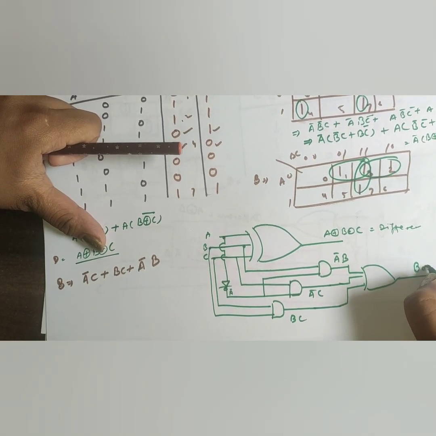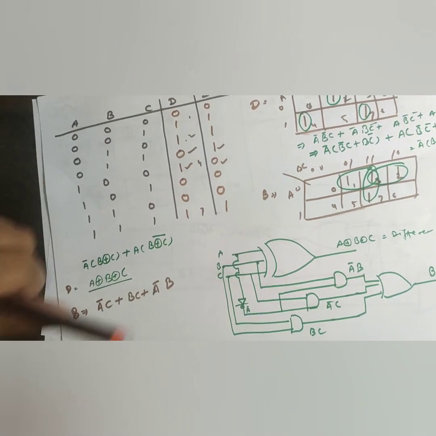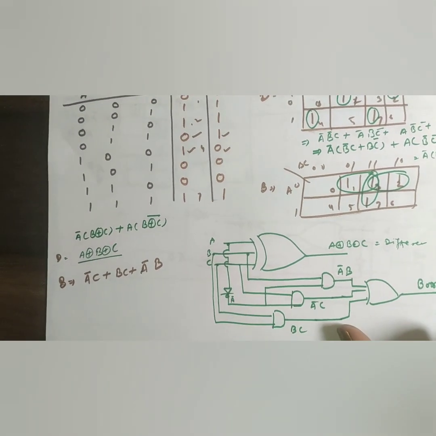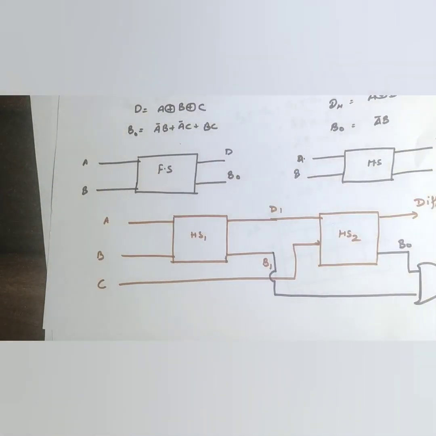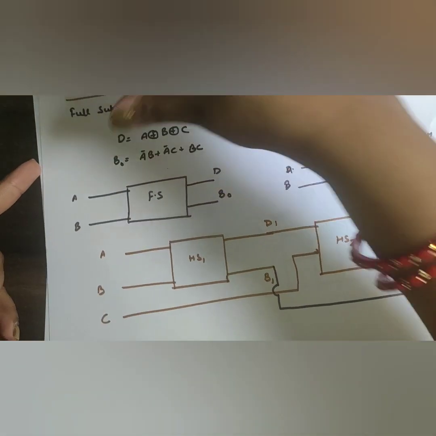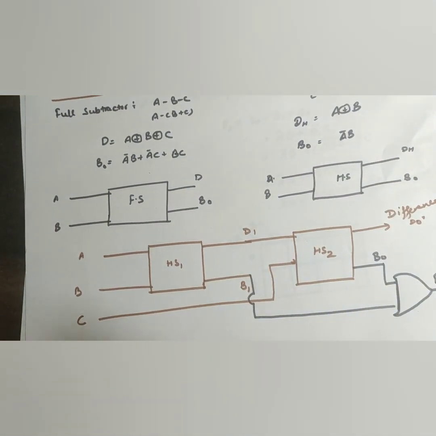So this is borrow. Okay, this is borrow. So this is a circuit diagram for full subtractor. Now I will talk about how to make full subtractor using half subtractor.